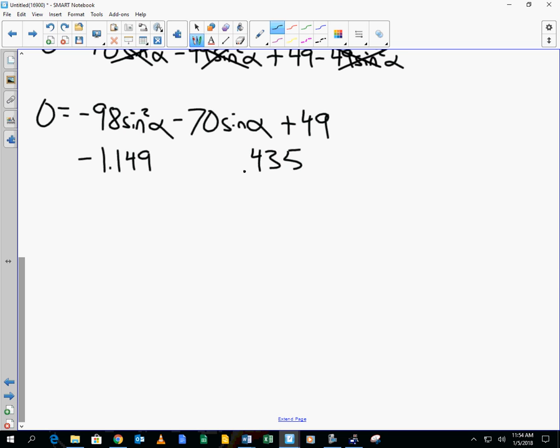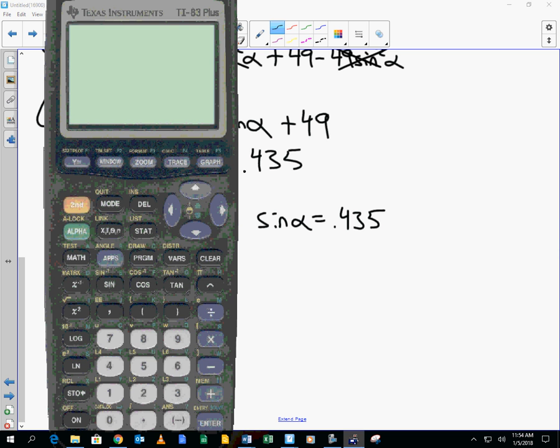Okay. Let's look at what we got. Now, normally when we do this, we get x equals negative 1 and x equals 0.4. But instead of x, what do we have in its place? We have sine of alpha, right? We don't just have alpha, we have sine of alpha is equal to negative 1.149, and sine of alpha is equal to 0.435. What's the biggest value that sine can be? What's the smallest it can be? Negative 1. So can sine ever be negative 1.149? Disregard.